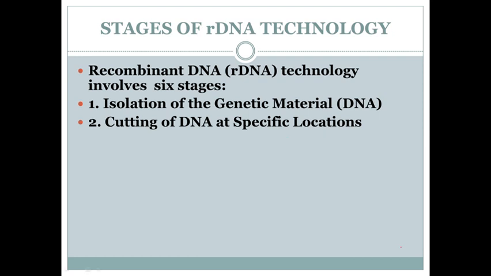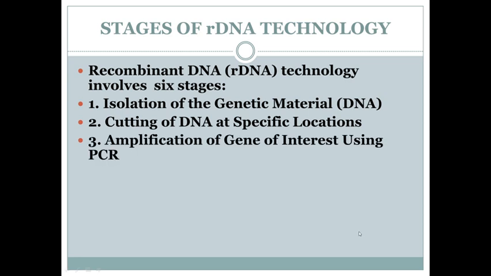Number third stage or third step of recombinant DNA technology is the amplification of the gene of interest using PCR or polymerase chain reaction. This again we have discussed at length in previous online lectures. You can go through that process. PCR is the technique by which we can amplify a gene of interest, a DNA fragment, billions of times in just overnight.